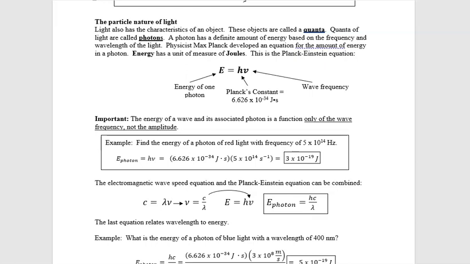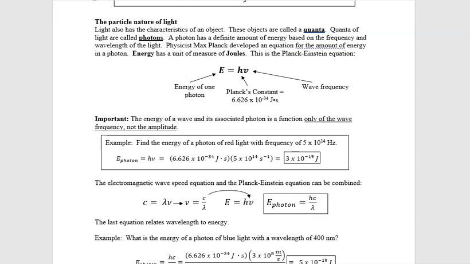A photon has a definite amount of energy based on the frequency and wavelength of the light. Physicist Max Planck developed an equation for the amount of energy in a photon. Energy has a unit of measure of joules. Where have you seen that before? You see that everywhere in physics. We use joules for thermochemistry when we talk about enthalpy. Joules is used for the amount of energy you put into a baseball when you throw it. It's used for electricity. It's used for everything. It is the standard measure of energy, and you can convert one form of energy to another. So we're using it here also.